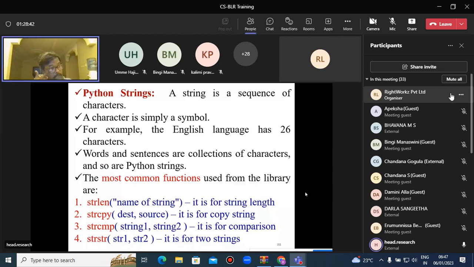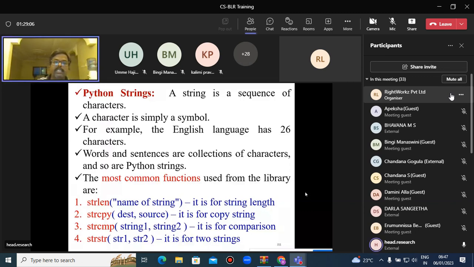And string copy, strcpy, copying one string to another string. String comparison, we are comparing one string to another string. String reverse, strrev. String concatenation, joining two strings, etc.